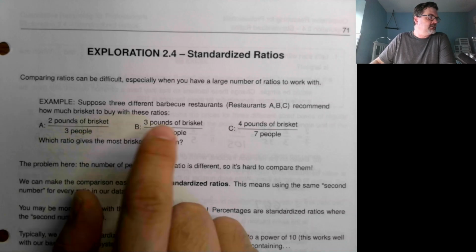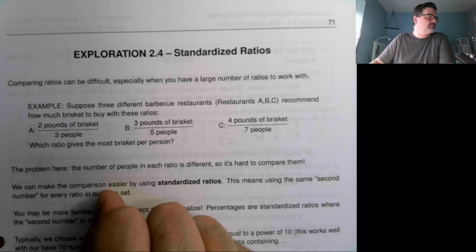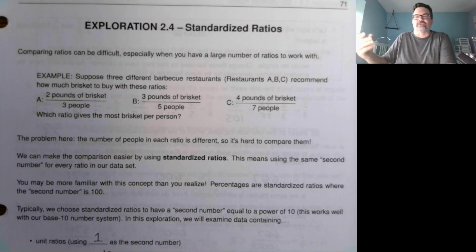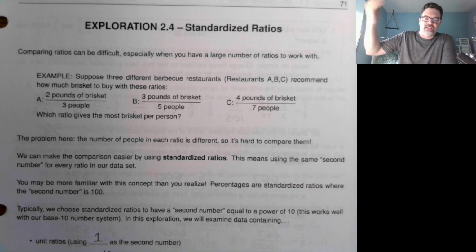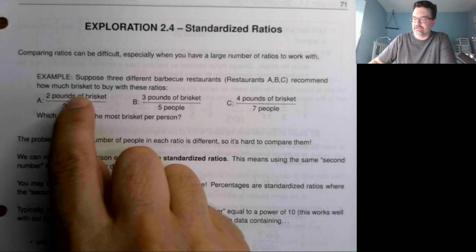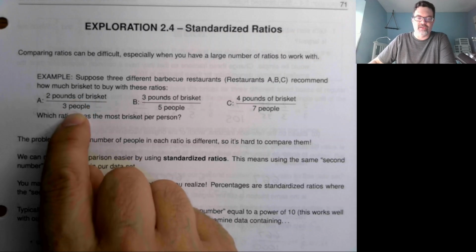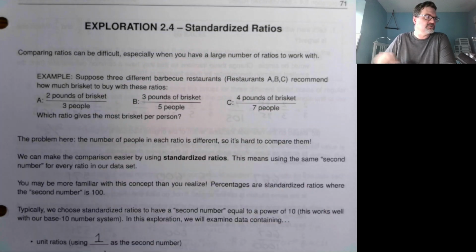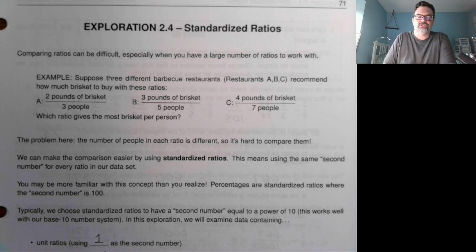To start, here's three different ratios of pounds of brisket to people. These are like restaurant recommendations. How much should I get per person, basically? Well, restaurant A says get 2 pounds for every three people, and then we get some different ratios for B and for C. And the question here is which one actually gives you the most brisket per person?